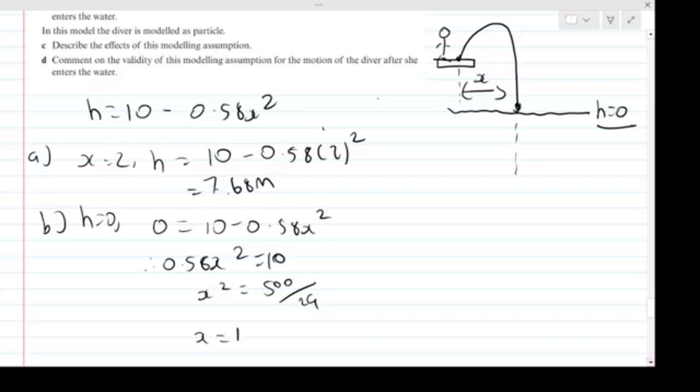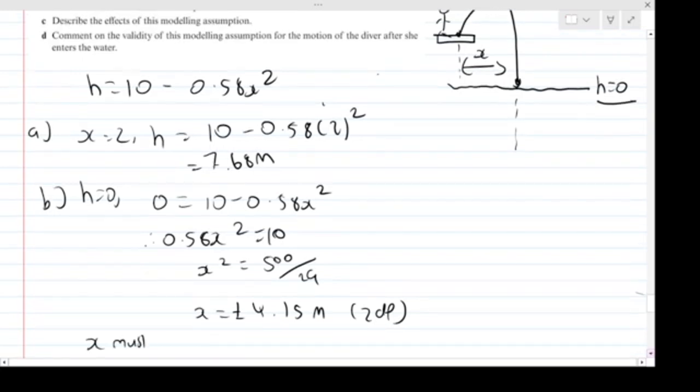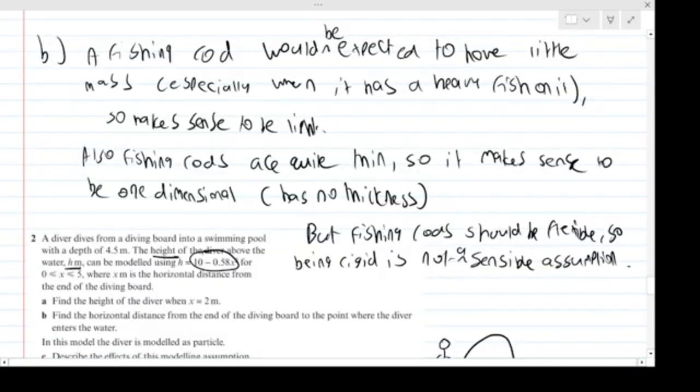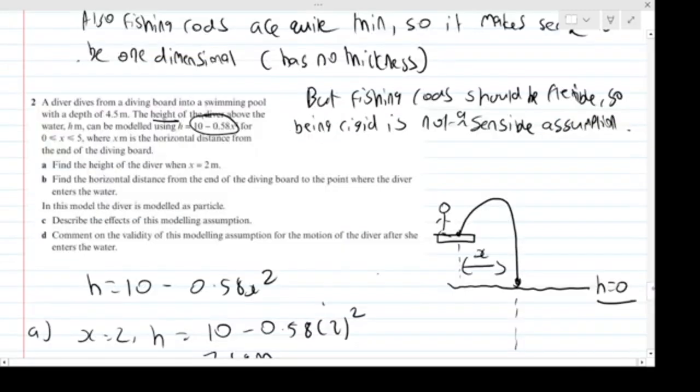plus or minus 4.15 meters to two decimal places. Plus or minus, because obviously when we square root we get two solutions. But here it's a distance, so it has to be a positive thing. So x has to be positive. And that also makes sense because we're told here x can only be between 0 and 5. So with that in mind, x can only be positive 4.15 meters. And so there we are. That is the horizontal distance from the diving board to when it enters the water.